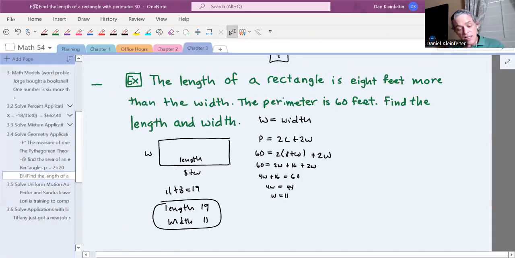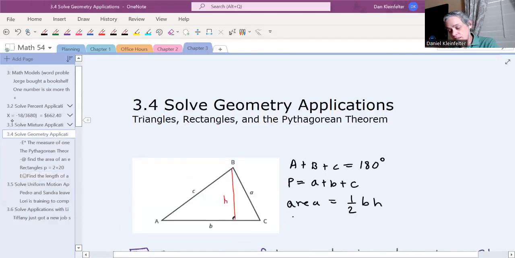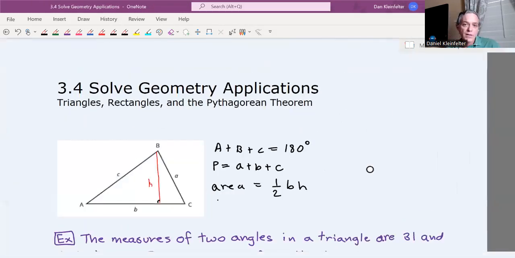Okay, that takes us to the end of section 3.4 on some geometry examples or applications. We focused really on triangles and their areas, perimeters, and angles, and then we looked at rectangles and their areas and perimeters. Okay, so that's the end.